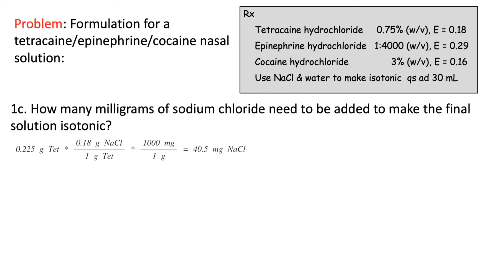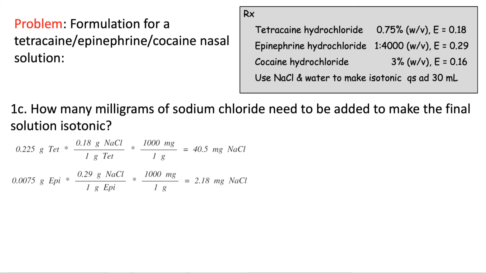And lastly, for all of these questions, since we want to know milligrams, I'm going to go ahead and convert my final answer to milligrams. So simply I'm going to multiply my answer in grams by 1,000 milligrams per gram. So the units of grams cancel, and my final units will be in milligrams. So if I do that math for tetracaine, I see my final answer would be 40.5 milligrams of sodium chloride.